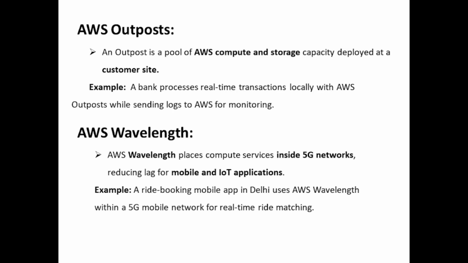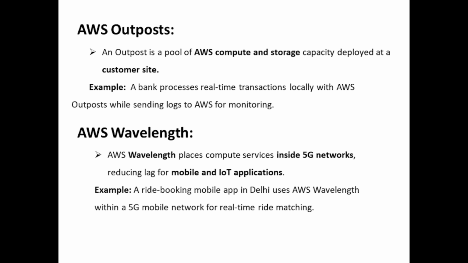Now let us see about AWS Outposts. Let's say you are running a bank in Bangalore. Every second, thousands of transactions are happening, and you need real-time processing with data stored locally for compliance reasons. But you still want to take advantage of AWS infrastructure. That's where AWS Outposts comes in. It's like having an AWS data center inside your own premises. The bank can process transactions locally with low latency while still sending logs to AWS for monitoring and analytics. So you get the best of both worlds: AWS services, but right inside your own data center.